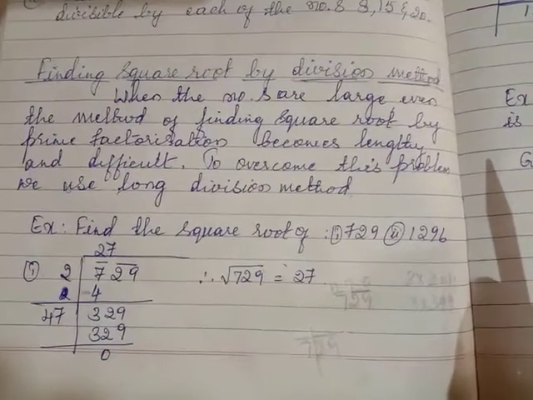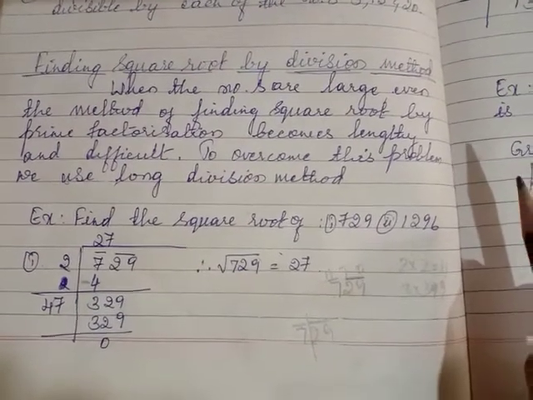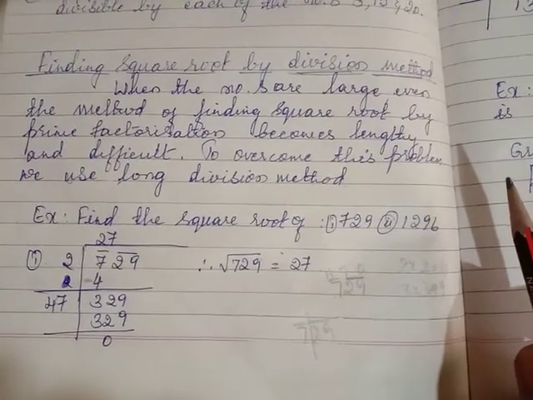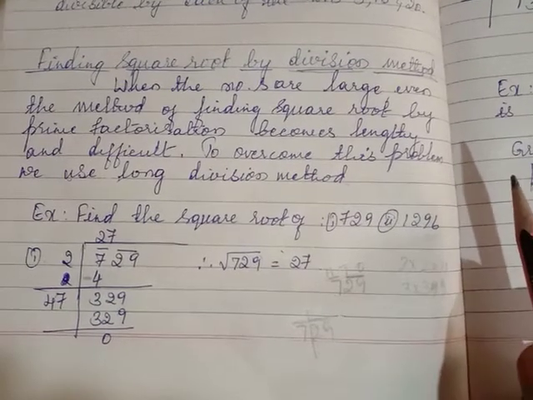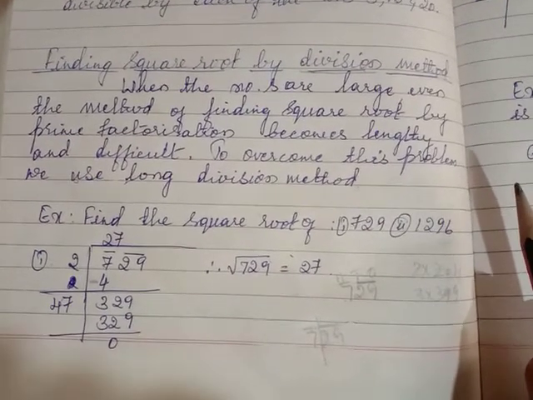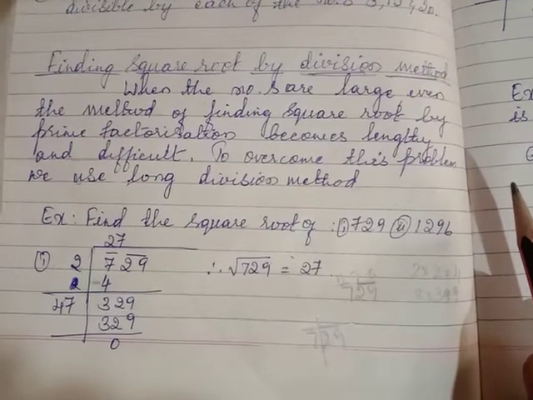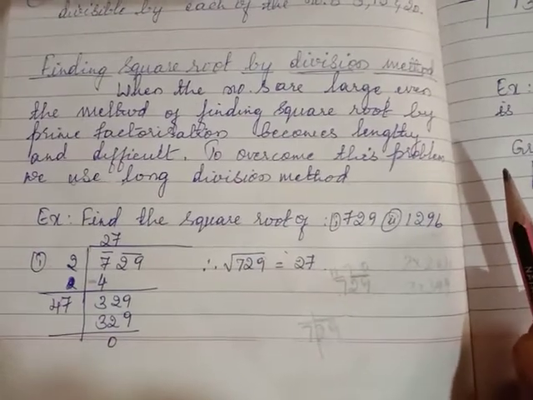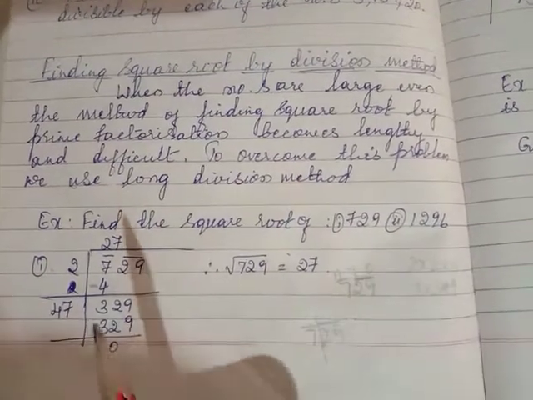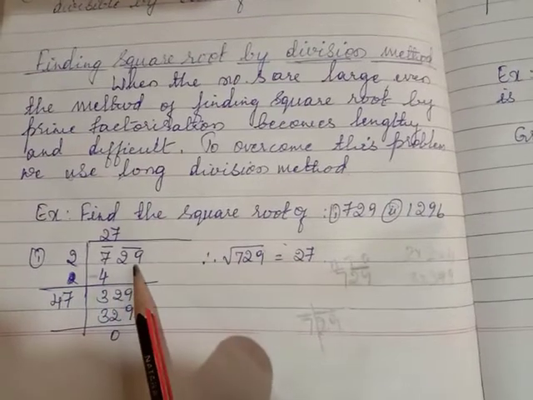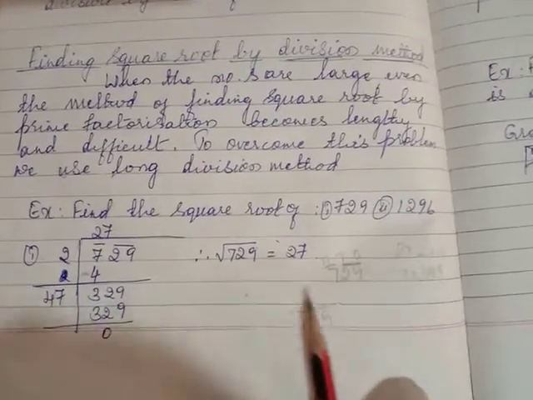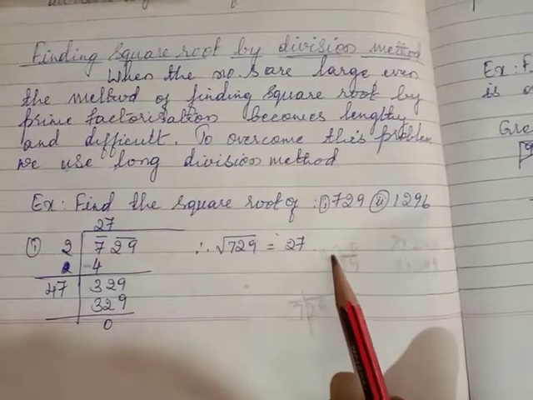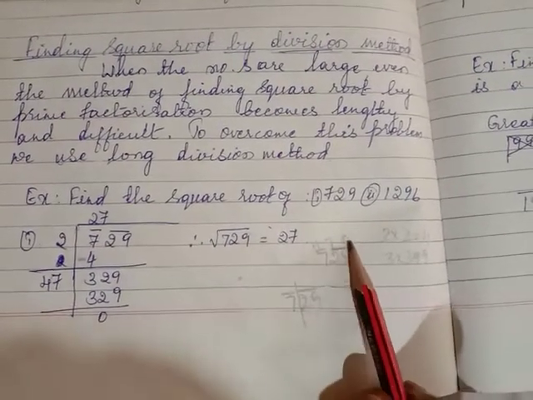In the division method we use square numbers, and we have to concentrate on the place values of the digits. In a number, we must know the place values of the digits very well. Let us see here 729. I have written 729 with ones, tens, hundreds as the place values.